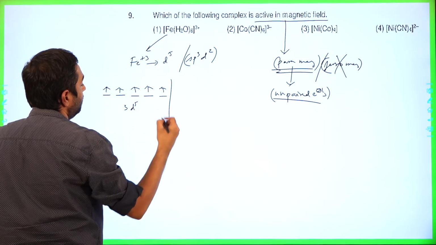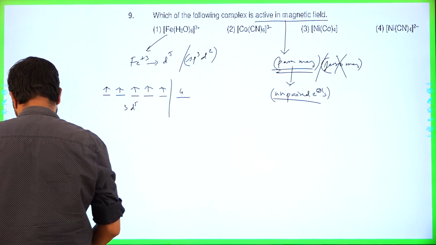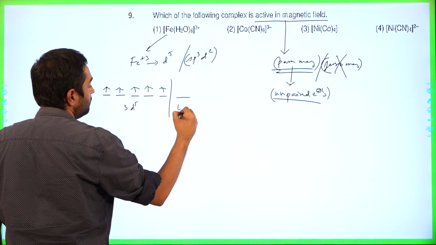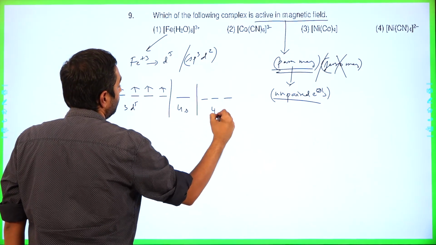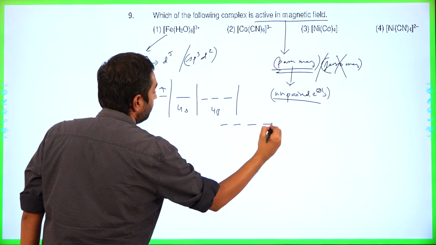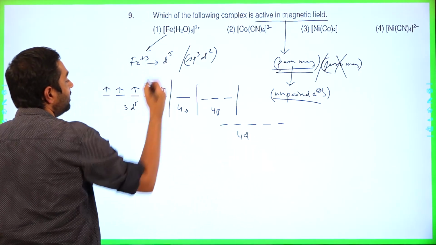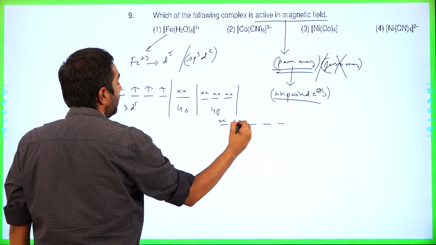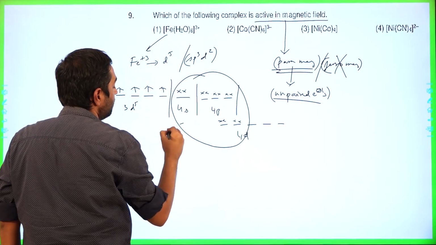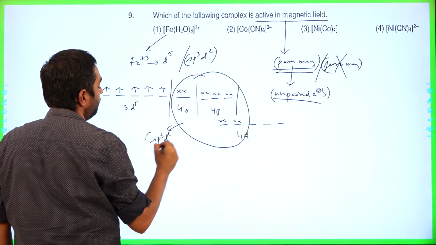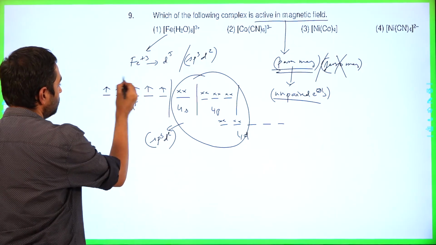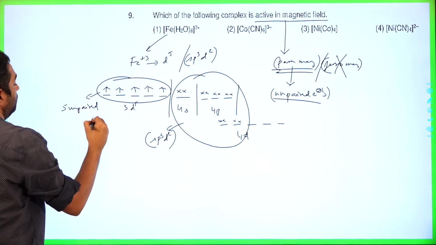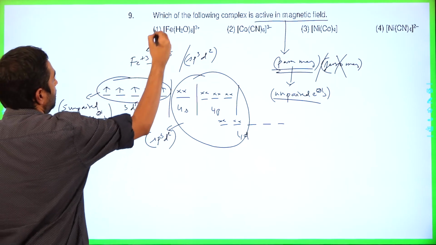This is my 3d5. Then 4s. So, this is going to be my 4s, 4p, and I will of course have 4d. So, I will be having the water donating a pair of electrons here, one more here, one more here, one more here, one more here, and one more here. All of these will hybridize, resulting in my sp3d2. So of course there are 5 unpaired electrons. So of course the answer is the first option.